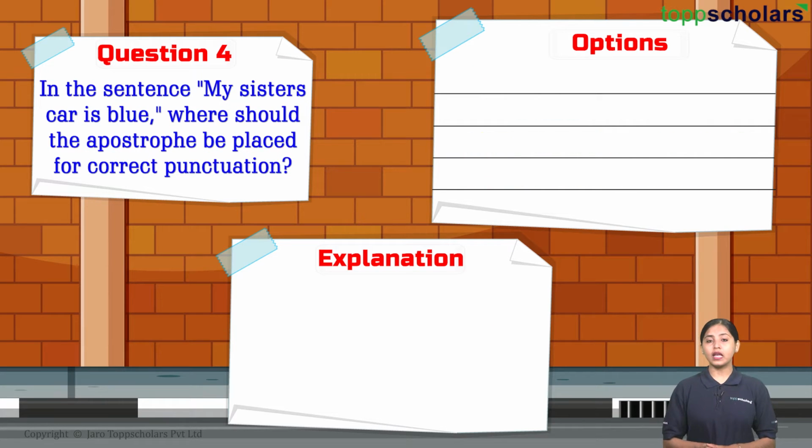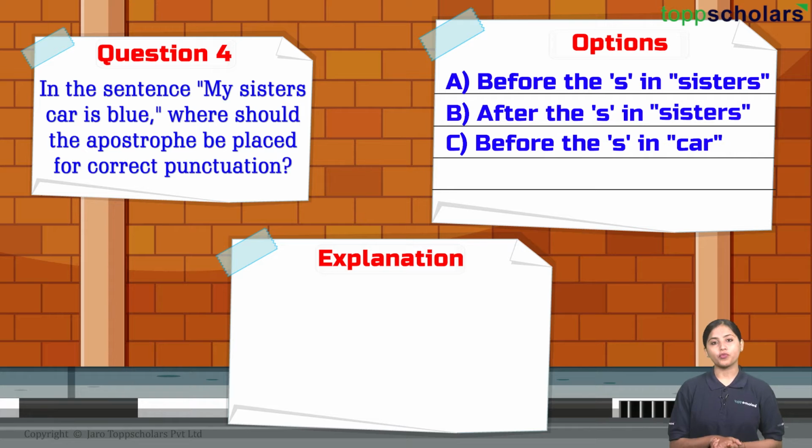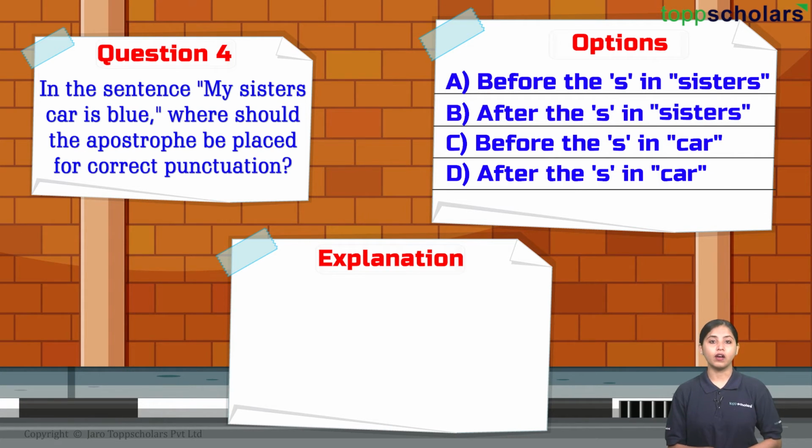In the sentence, my sister's car is blue, where should the apostrophe be placed for correct punctuation? Option A, before the S in sisters. Option B, after the S in sisters. Option C, before the S in car. Option D, after the S in car.